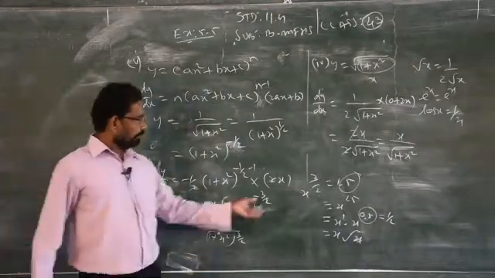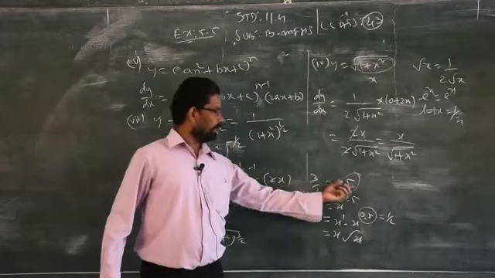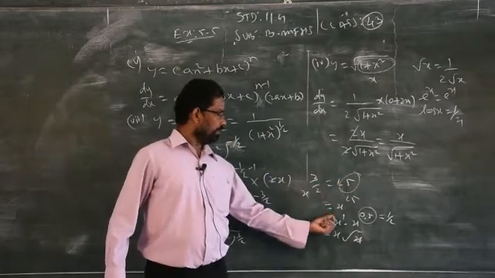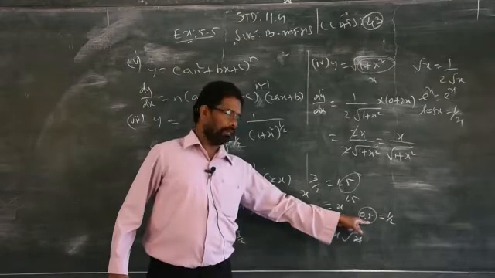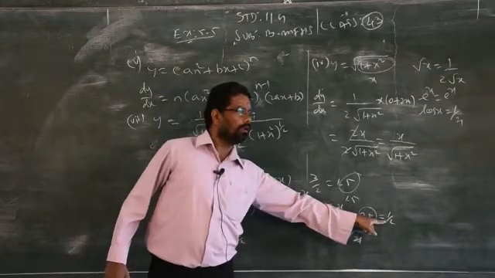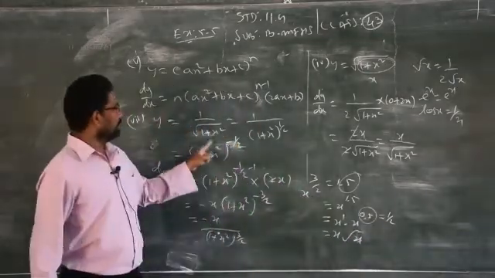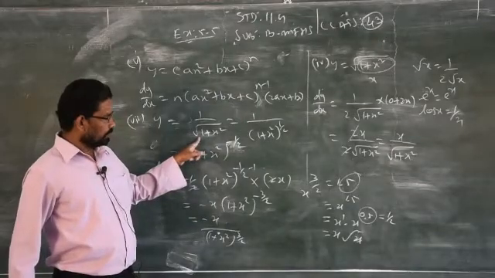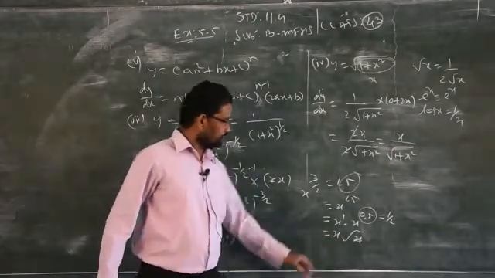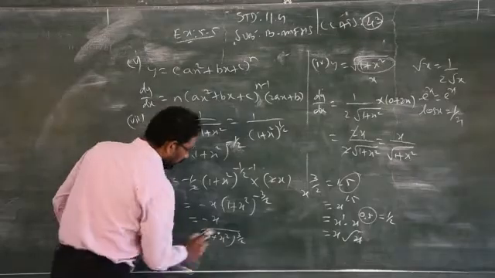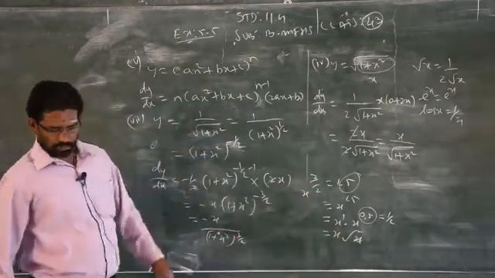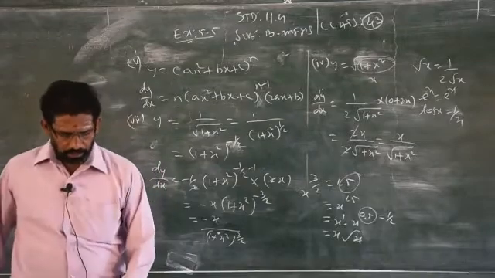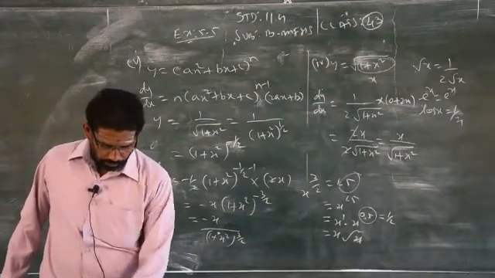Clear? So whatever the power given, 3 by 2, 1.5, this 1.5 can be replaced by x power 1 into x power 0.5. The 0.5 stands for 1 by 2, and 1 by 2 stands mathematically for the square root symbol, so you can write x into root x. So you can rewrite the denominator in this format, or leave it as it is. Clear? Next we will go to exercise number 5.6.